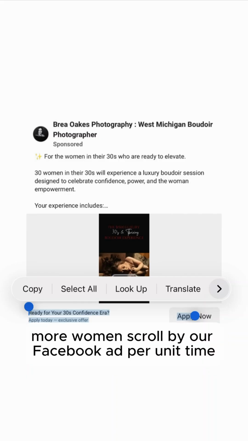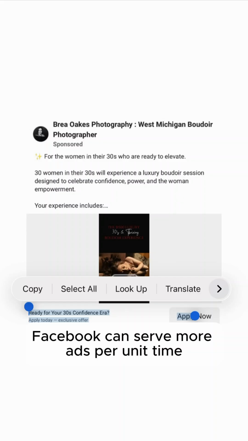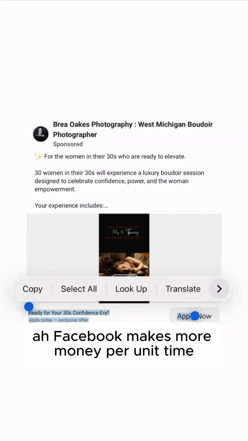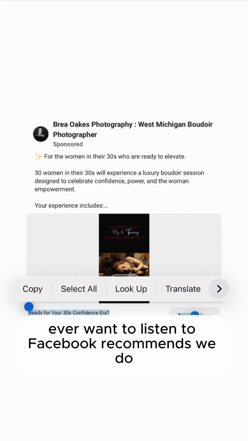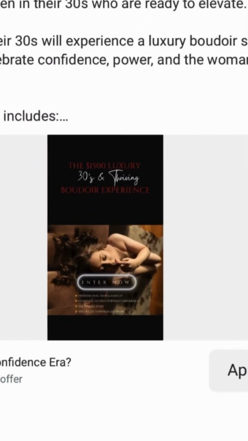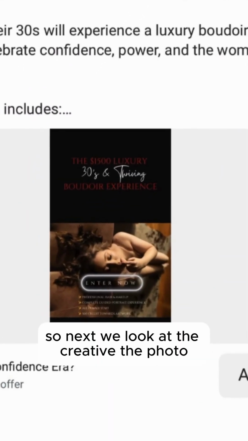But guess what? When more women scroll by our Facebook ad per unit time, Facebook can serve more ads per unit time. Facebook makes more money per unit time. We may waste more money per unit time. We never ever want to listen to what Facebook recommends. So next, we look at the creative, the photo.